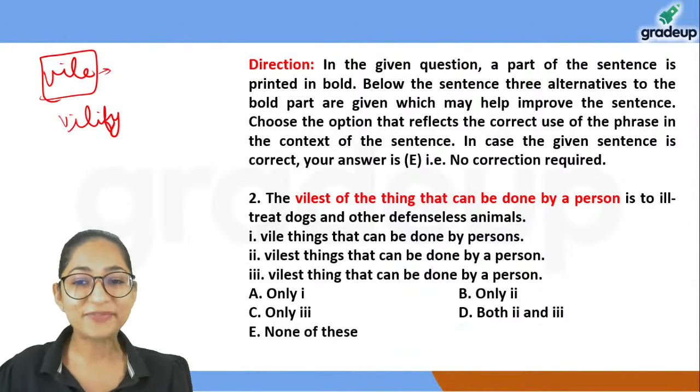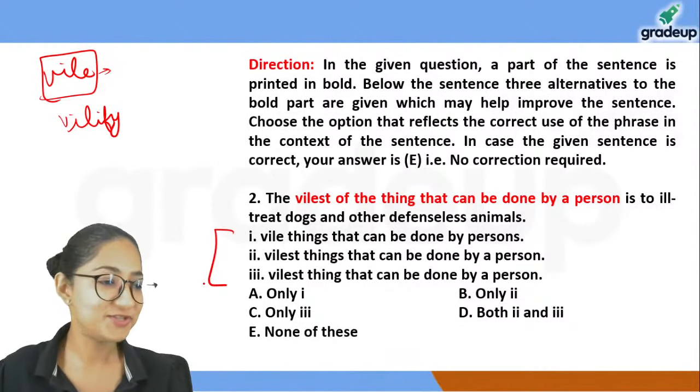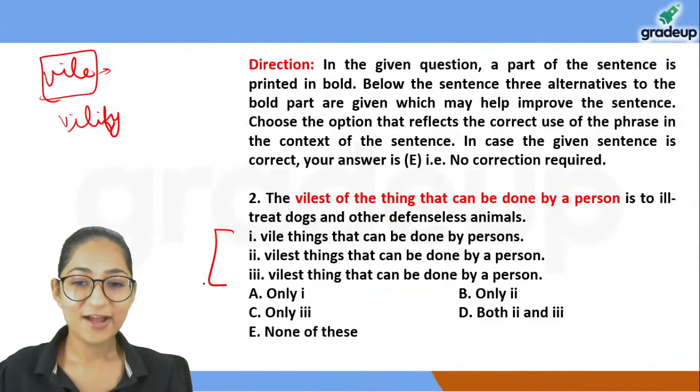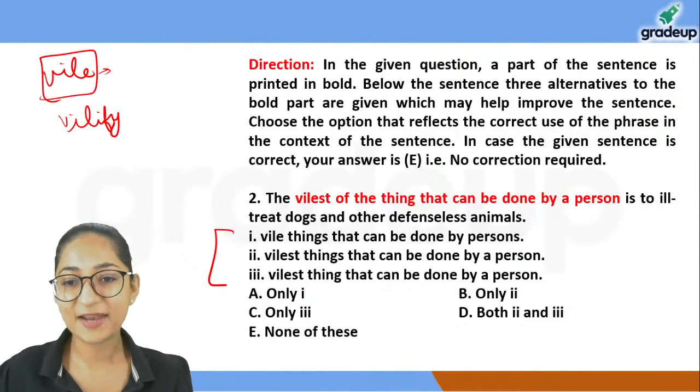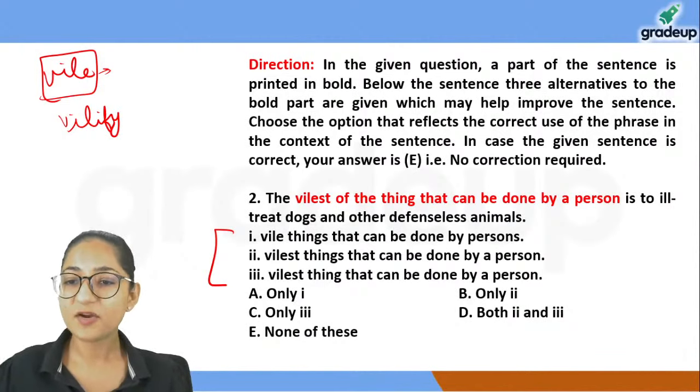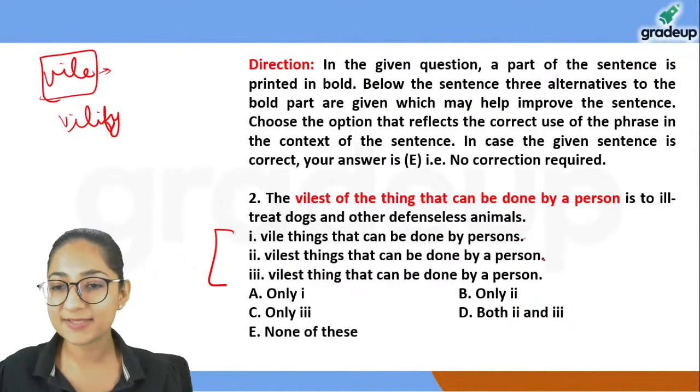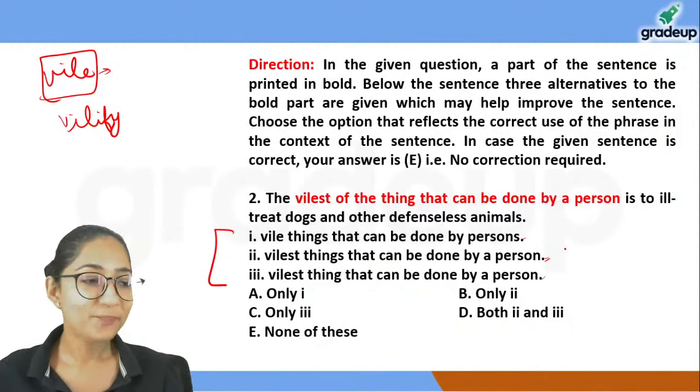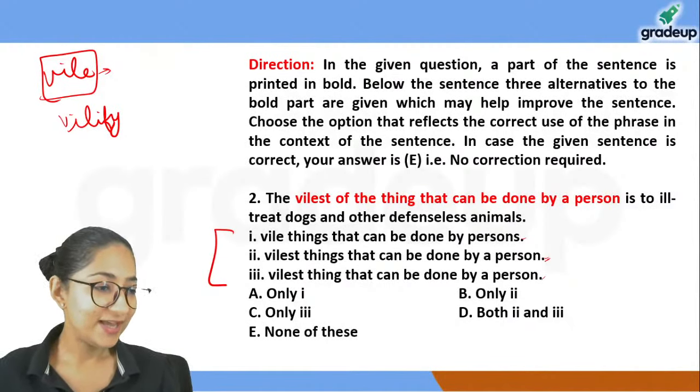The vilest of the thing that can be done by a person is to ill-treat dogs and other defenseless animals. Three options you have in here. The vile things that can be done by persons. And also please ignore these full stops, guys; certainly we are not ending the sentence. So you have C and B.